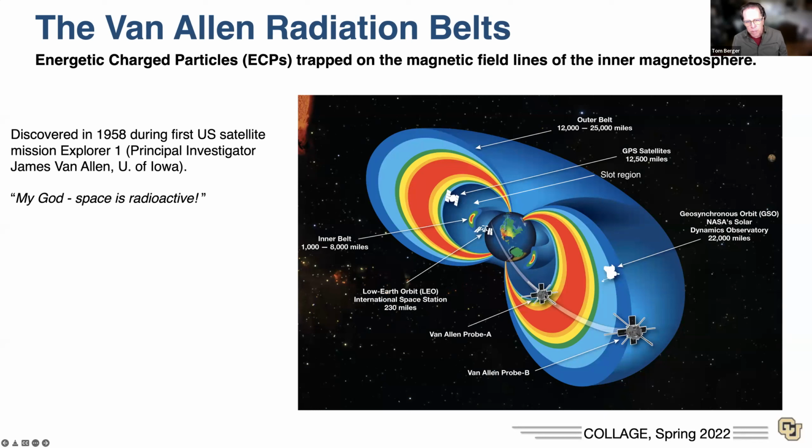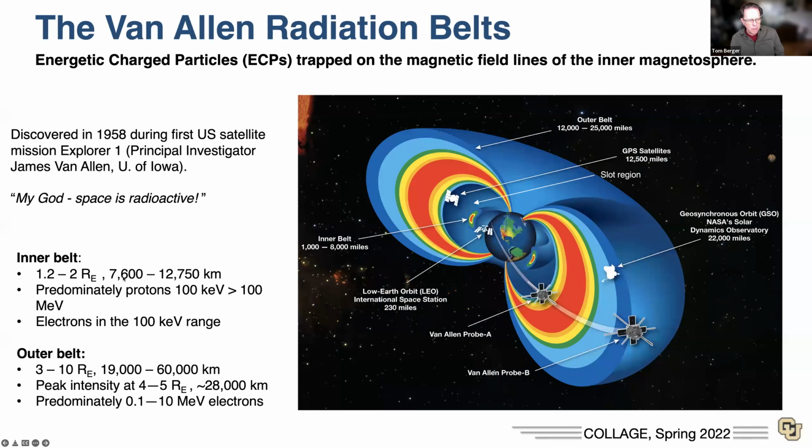There are basically two belts. We talk about the inner belt, which is anywhere from 1,000 to 8,000 miles, which is more like 7,000 to 12,000 kilometers, or 1.2 to 2 Earth radii. This is predominantly protons caused by spallation from cosmic rays coming in through the plasmasphere and the atmosphere. So it's mostly protons in the inner belt. Note that low Earth orbit is almost entirely below the proton belt.